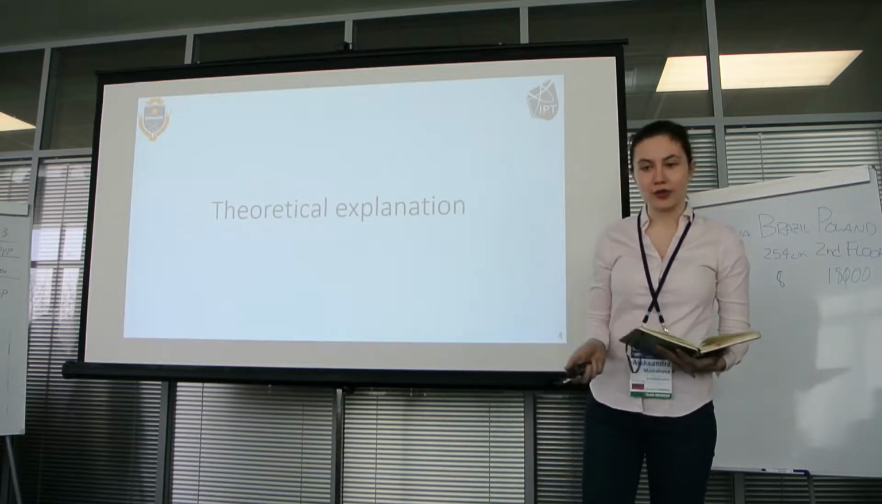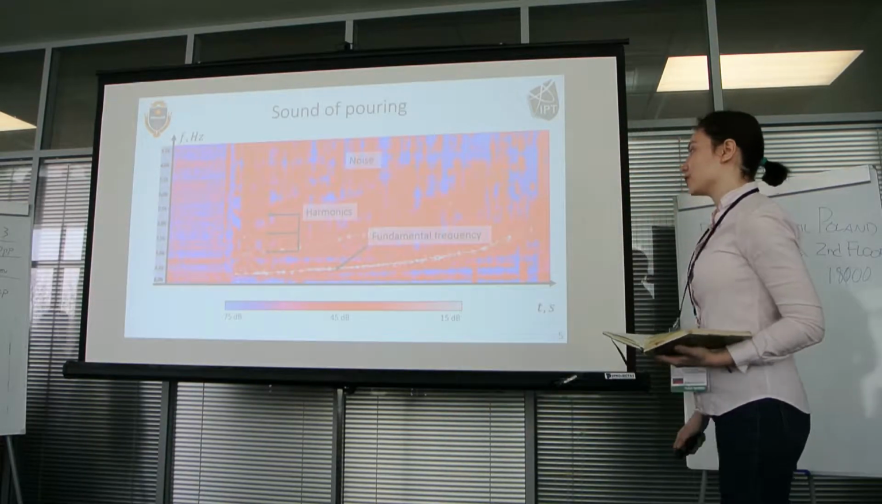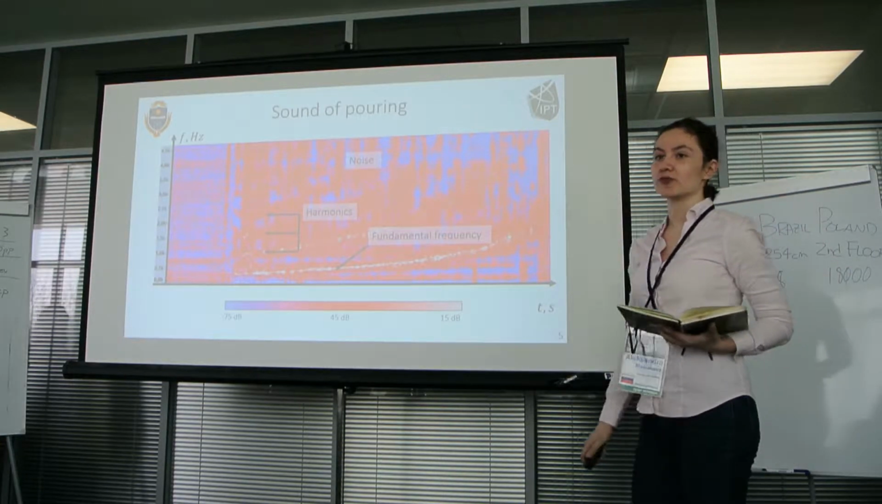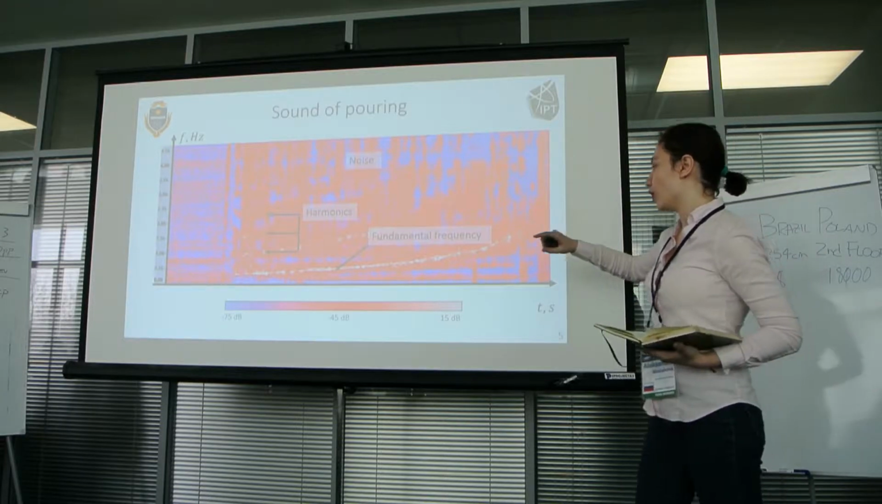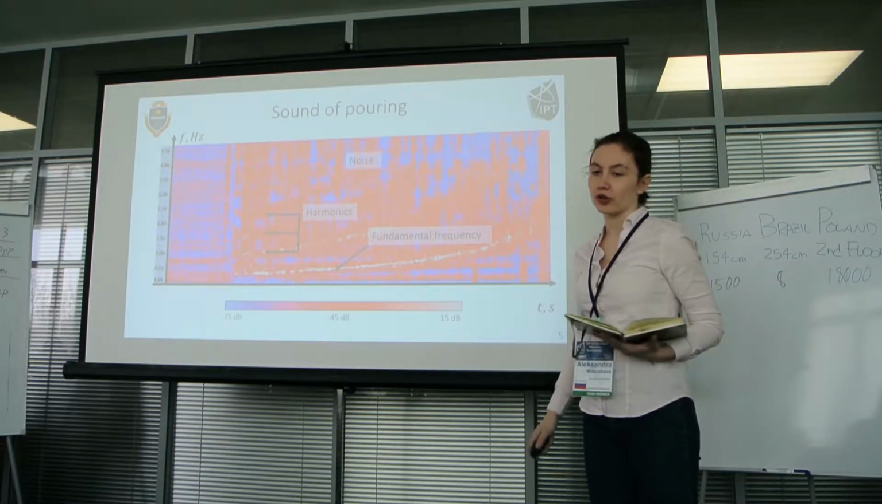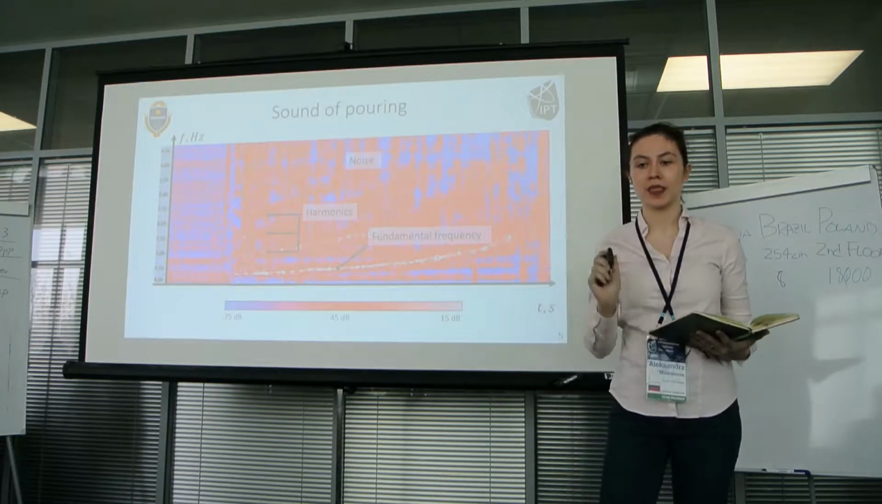So we'll start with a theoretical explanation. This is the spectrogram of the sound of pouring. A spectrogram shows how the spectrum of sound changes over time. Here we can see one fundamental frequency and its higher harmonics, and noise at some frequencies.